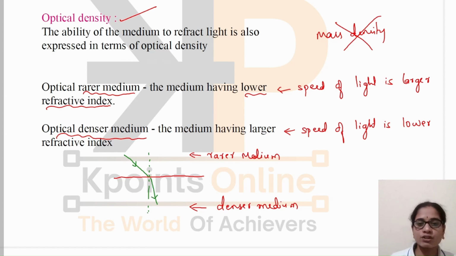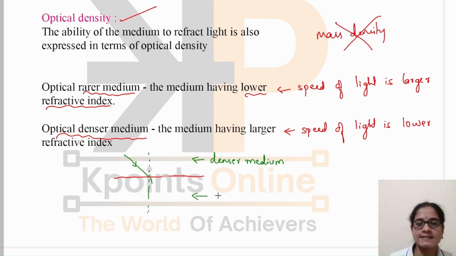What happens in the case of light traveling from denser medium to rarer medium? Now this is the denser medium and this is the rarer medium. Light is traveling from denser to rarer medium. The light ray will bend away from the normal. If there was no change of media, if it had the same medium here, light would have traveled straight. But due to the change in media, it has bent.